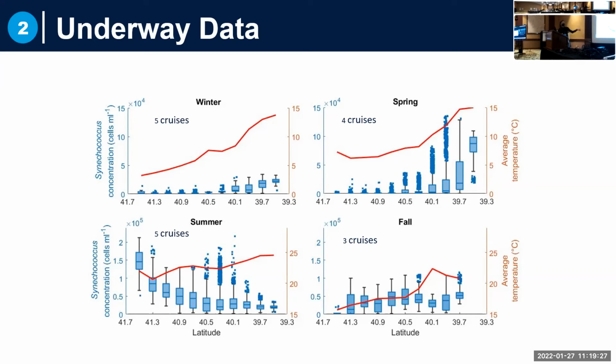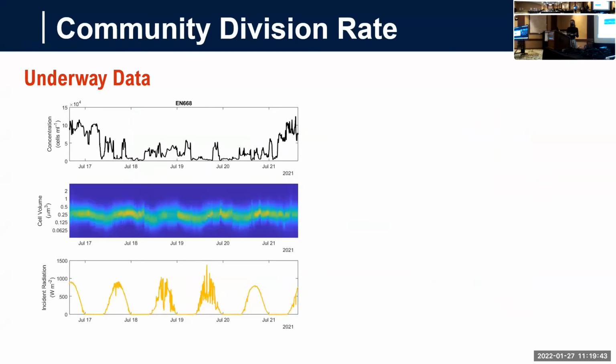In the summer, note that the bottom two panels have a higher y-axis because that summer bloom near shore is so dramatic. And we see lower concentrations offshore. And in the fall, there's no real trend here in Synechococcus concentration. So that was all concentration. And again, we're going to be more interested in the division rate, and that's going to help us interpret those changes in concentration.